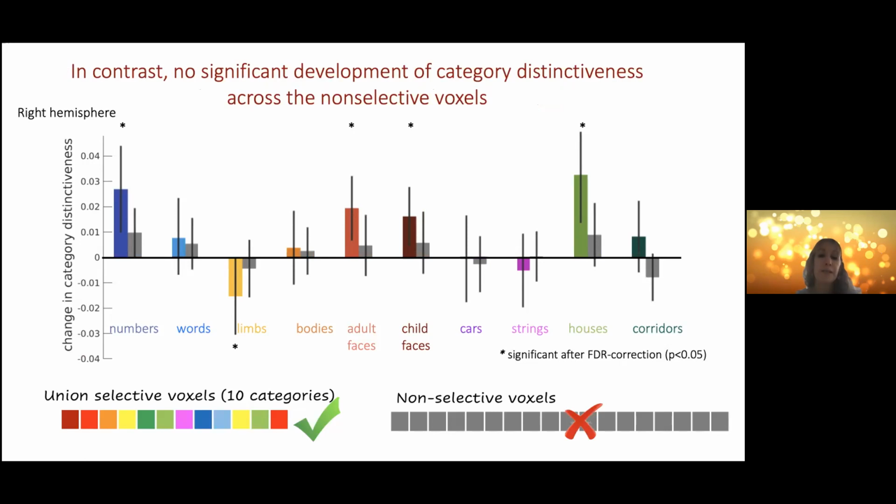However, if we take the non-selective voxels of lateral VTC, there are actually no significant changes in distinctiveness across development. So there are two findings here. One is that the changes in the patterns are really driven by changes in the selective voxels. And second, we have this differential development of distinctiveness across different categories.